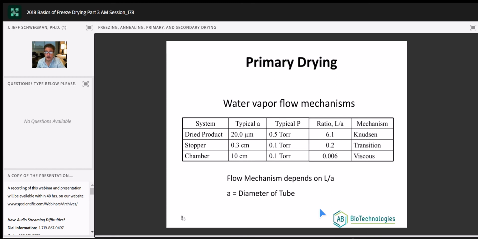So basically, we can look at the Knudsen number as a function of the mean free path. We know at a certain pressure for water vapor what the mean free path is. The diameter of what we're trying to get through becomes A. For the dried product, the typical A or pore size in the product is about 20 microns. So essentially, we're in Knudsen flow. Through the stopper, we get a much wider opening that puts us in transition flow. Again, changing pressure as well. And the chamber is huge, so we get into what's called viscous flow. We get a lot of molecules floating around in the chamber.